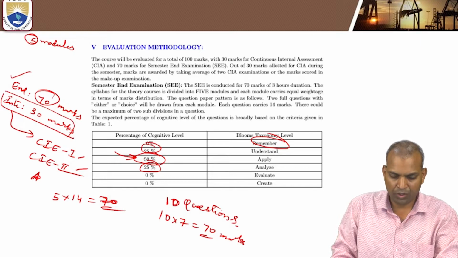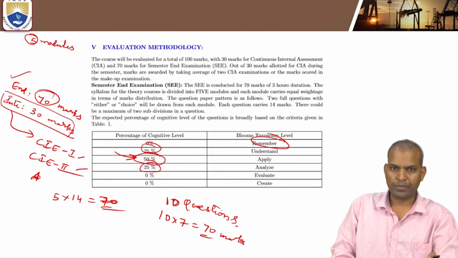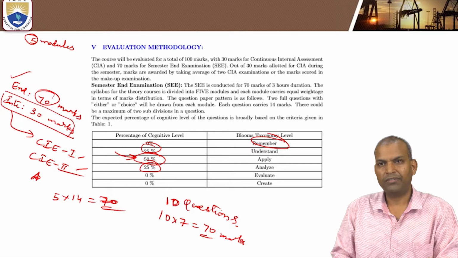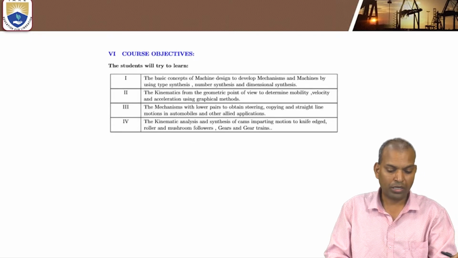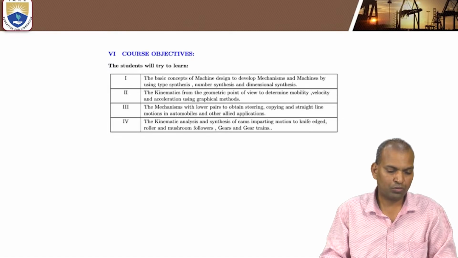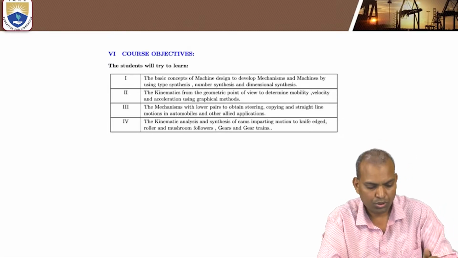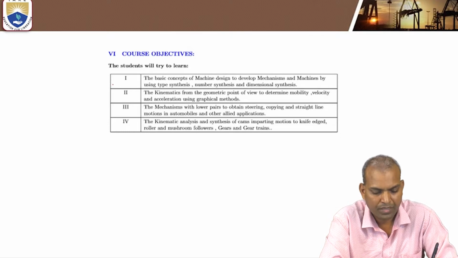The question paper will be set, and the evaluation methodology is based on this cognitive level and also Bloom's taxonomy level. Now coming to understand what the course objectives are. The course objectives are 4 here.